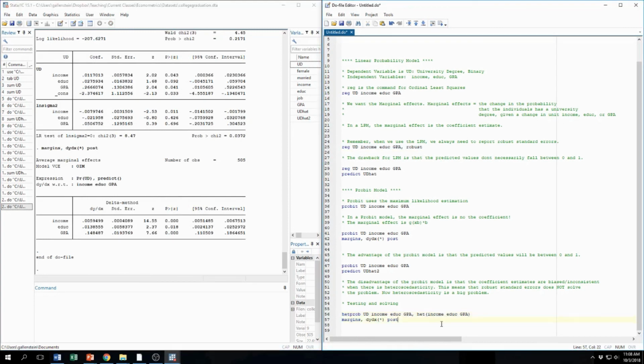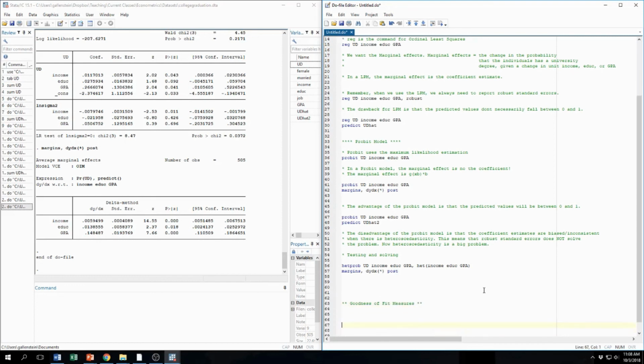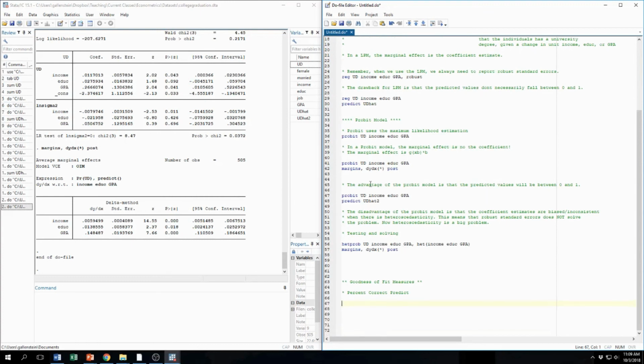Okay. Now, the last thing that I'm going to go over is the goodness of fit measures. I mentioned two new goodness of fit measures. One is the percent correctly predicted, so the percentage of the values that were correctly predicted by the regression. We can use this for the linear probability model or the Probit model, either one. Let's do it for the Probit model.